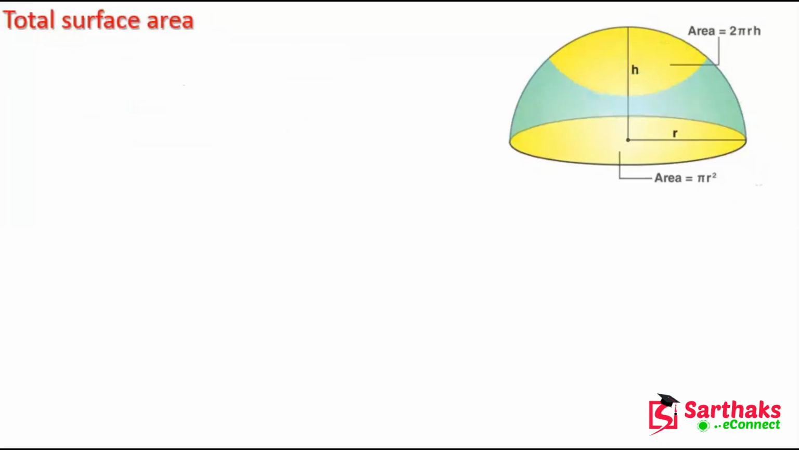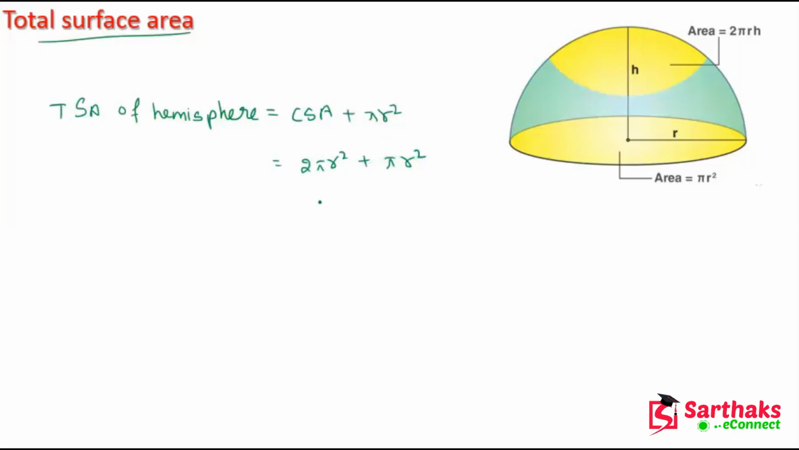Okay, now let's see the total surface area of a hemisphere. The TSA of a hemisphere is equal to CSA plus pi r square, where pi r square means the base area. CSA is 2 pi r square, plus pi r square, which becomes 3 pi r square. I hope you understand these things, my dear friends. So this is the TSA of a hemisphere.